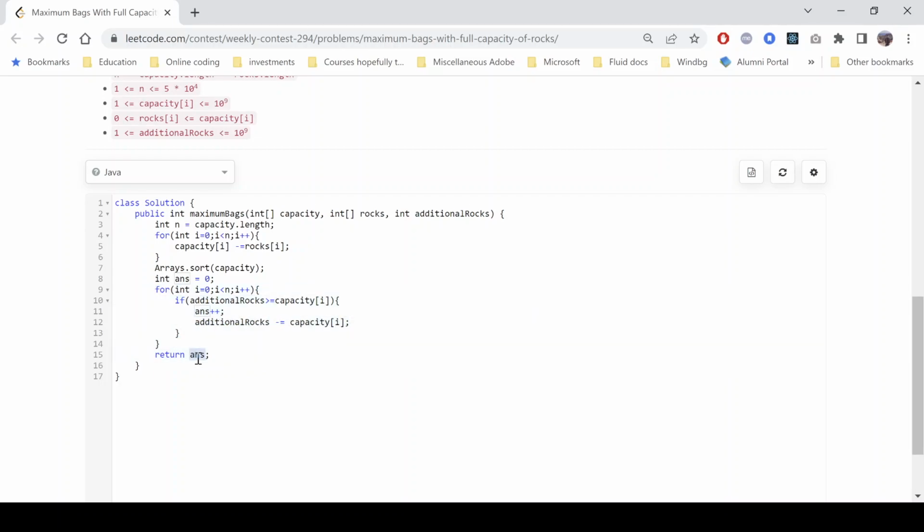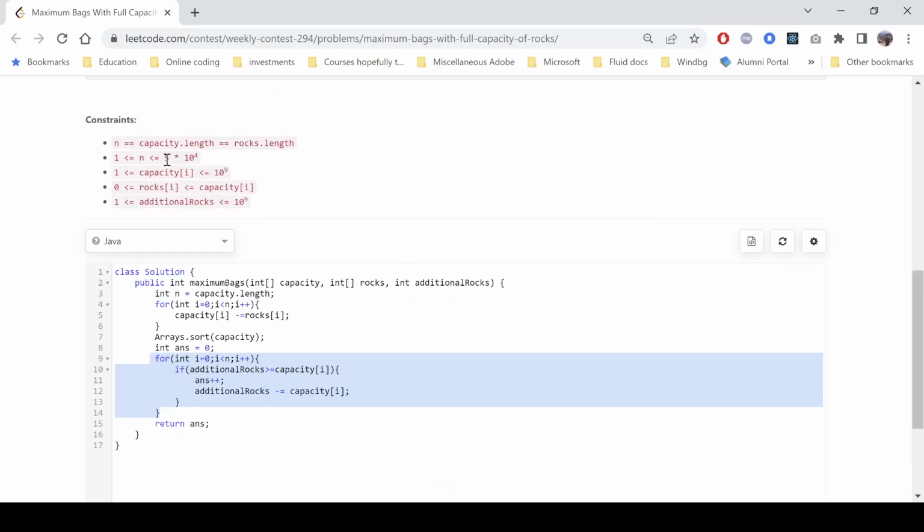Now we can add an extra optimization in this one: as soon as the additional rocks becomes 0, and if the capacity of I is not equal to 0, then just break the loop. But again, since the constraints were not pretty high, I just ran the loop. It was just 5 into 10 raised to the power 4. And yeah, this is the solution.